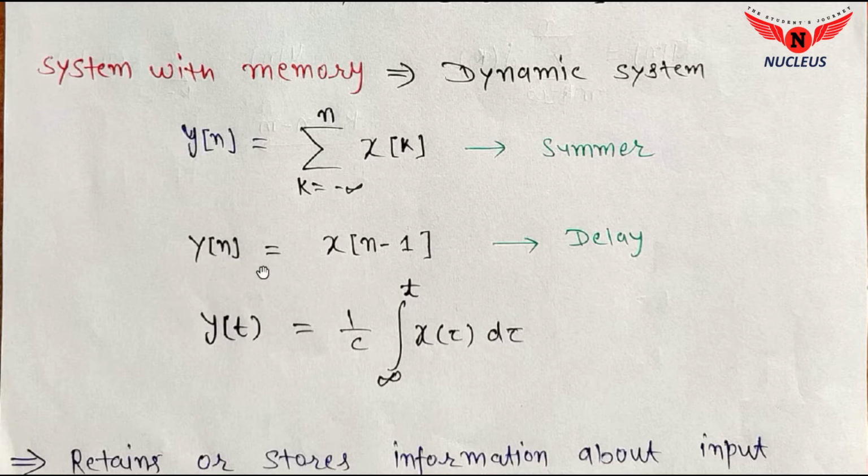You can see here this is also a dynamic system example. The second example is y[n] = x[n minus n]. When you put n equal to 0, this will become x[minus 1]. So y[n] depends on the past value of the input, so this is a dynamic system. The third example is y(t) = 1 by C integration from minus infinity to t of x(tau) d tau. Here C is an energy storing device, so this is an example of a dynamic system.